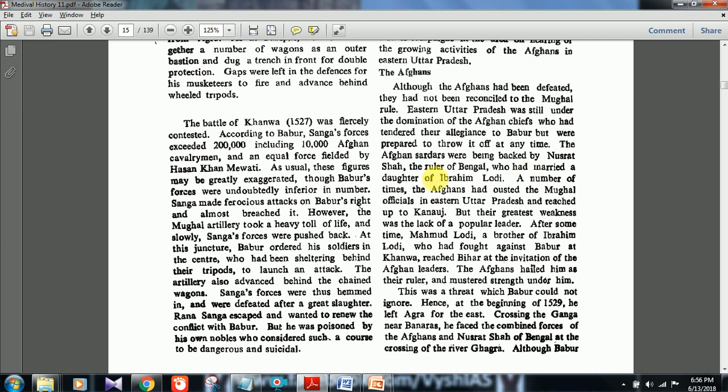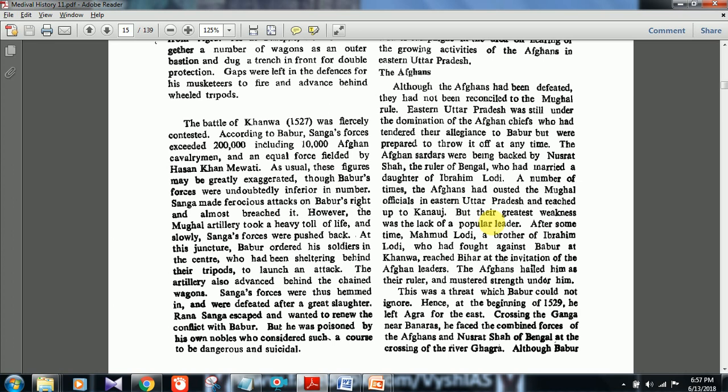So if you see these marriage alliances happening, not only on the Hindu side or the Mauryan side, it's happening in the Lodi dynasty also. Ibrahim Lodi's daughter was married to the ruler of Bengal, Nusrat Shah. So again, one challenge from that side. A number of times, the Afghans had ousted the Mughal officials in eastern Uttar Pradesh and reached up to Kannauj. Kannauj will repeatedly come. History optional students, please try to know the exact location of Kannauj on the Indian map, because you have a map-based question.